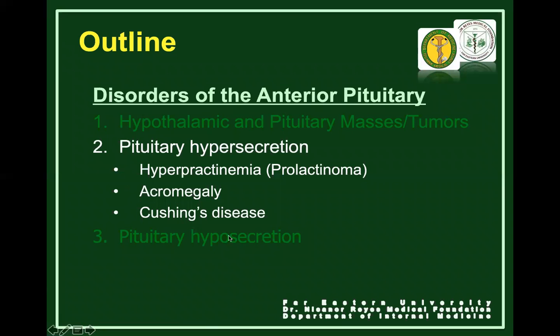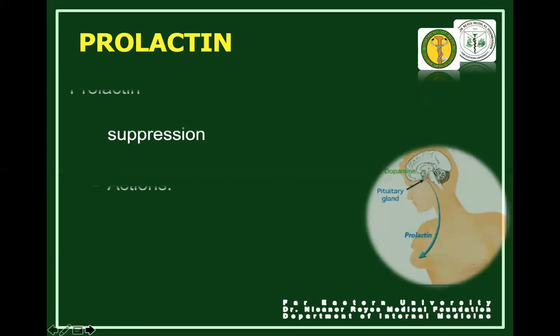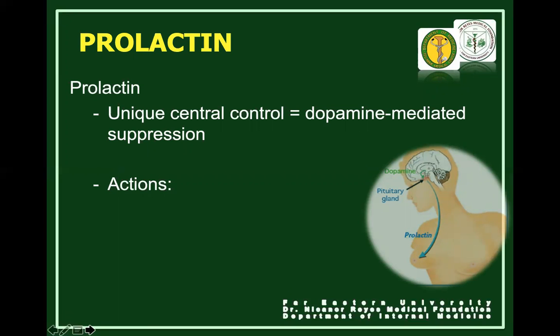So now we go to the hypersecretion. So you know what the mass effects are. Let's now go to the hypersecretion, and we'll talk about the most common one, which is prolactinoma first, and the other two common ones later on. So prolactinoma, you know that your prolactin is, if you remember, I discussed the different hormones. Prolactin is a little bit different, no? It doesn't have a releasing hormone. It is actually uniquely controlled by your dopamine, and this is dopamine-mediated suppression.